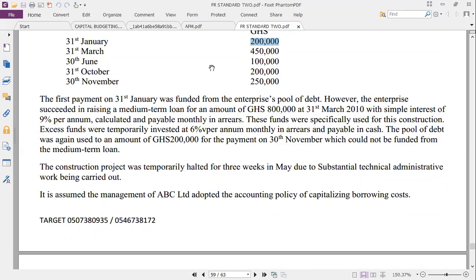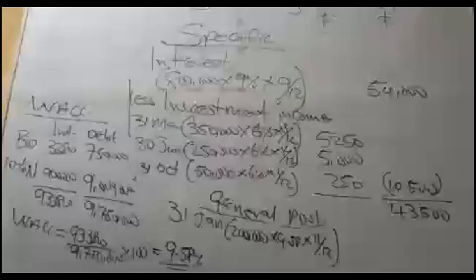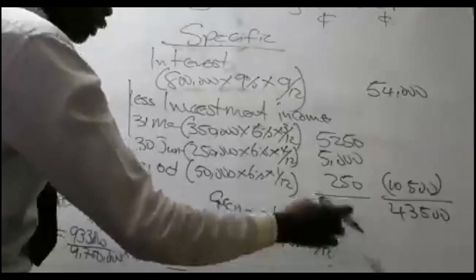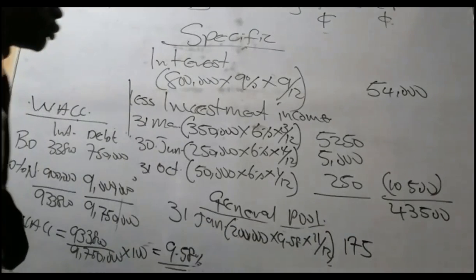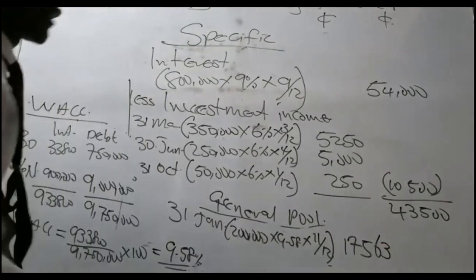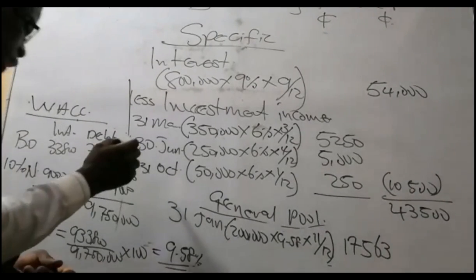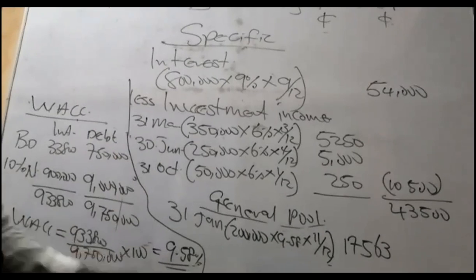Okay, so what will be the answer for the general pool of funds? The very first one. So that will be something like 17,560, right? 563. Good. That is it. Then we go to the last amount taken. All these are not part of it. Okay, we go to the last amount taken.